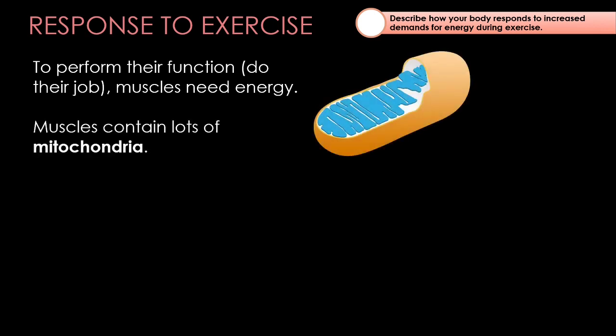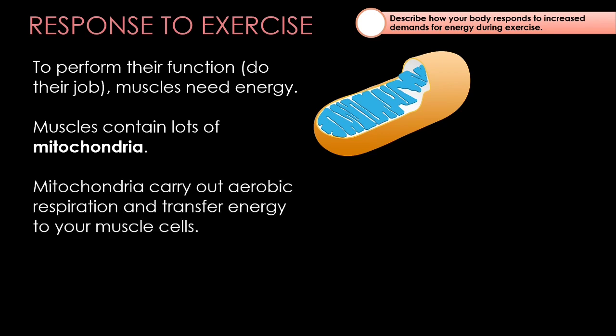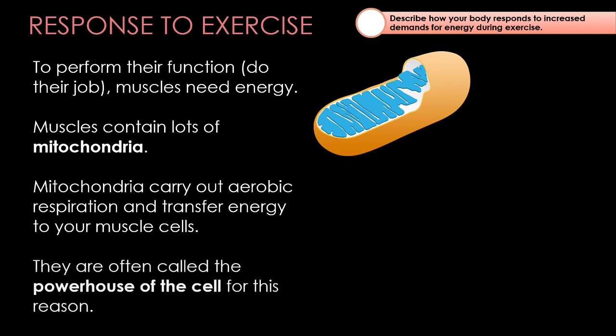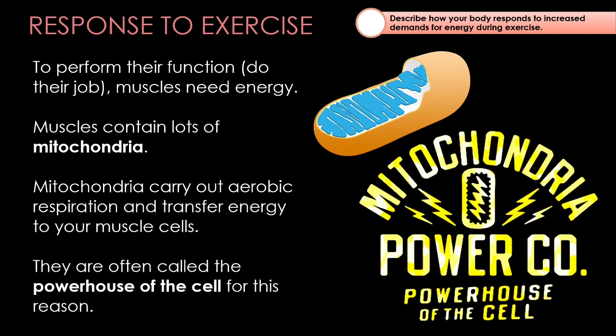Muscles contain a lot of what we call mitochondria. Mitochondria, incidentally, is the plural. Mitochondrion, so O-N on the end instead of an A, would be the singular. Mitochondria are the things that carry out the aerobic respiration inside your cells, and they are responsible for transferring energy to the muscles. They're known quite often as the powerhouses of the cell. So they are where the energy transfer takes place. They're responsible for giving you all the energy that you need to do all the stuff that you need to do.